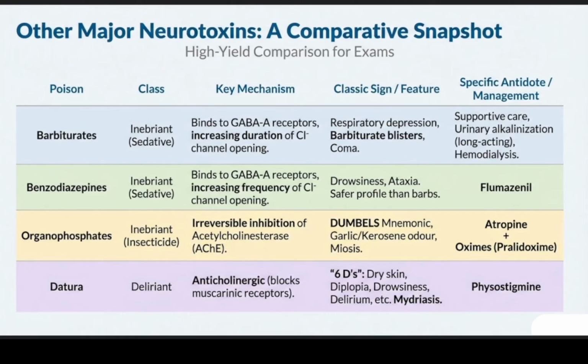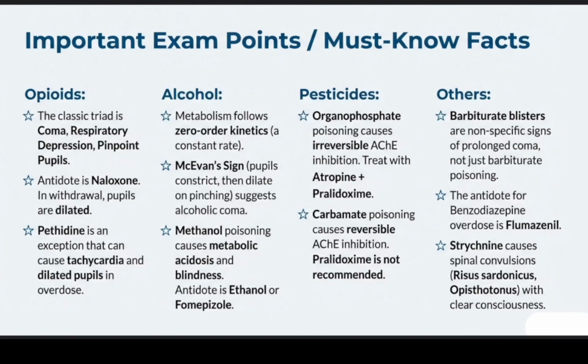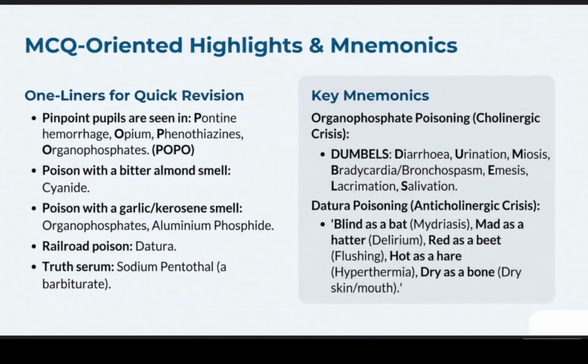Datura, delirium. They are anticholinergic, they are going to block the muscarinic receptors. Okay, there are going to be dry skin, diplopia, drowsiness, delirium and all that, and mydriasis. Physostigmine is going to be the antidote for it. So that was about the neurotoxic ones.